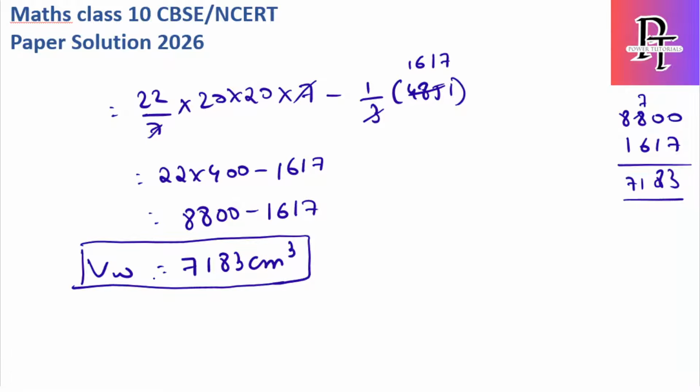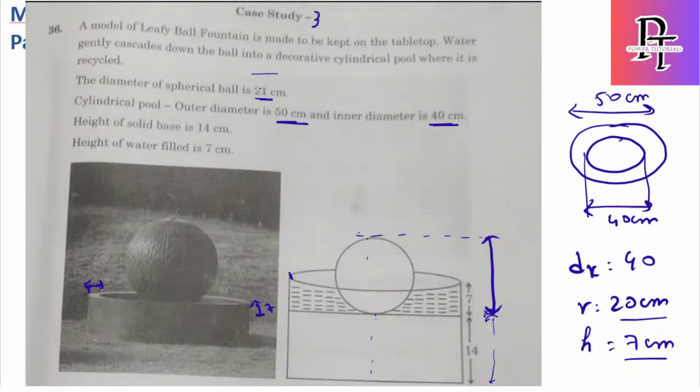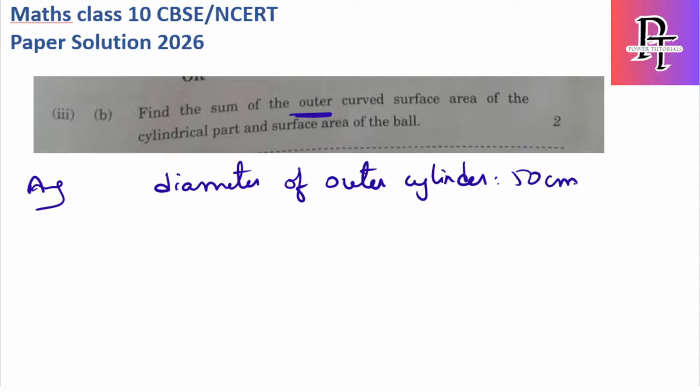So let's solve the last question for today. It is 3b. Find the sum of outer curved surface area. So this part is important. Outer. So they're not asking about inner. So outer means you need to consider the outer diameter. Outer diameter is how much? 50. So here I'll write diameter of outer cylinder is 50 centimeters. So the radius is 25 centimeters. And height we already know, 7 centimeters.